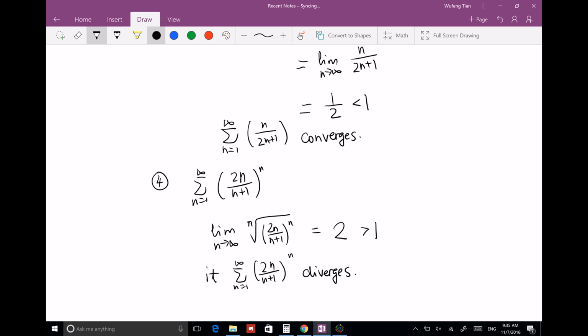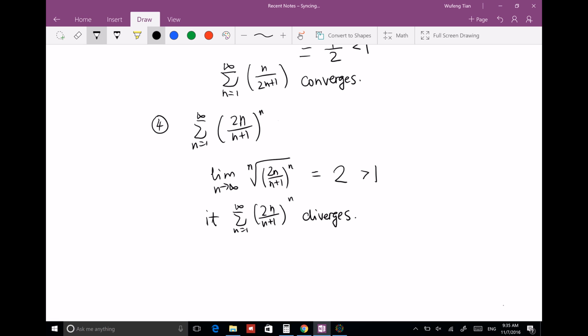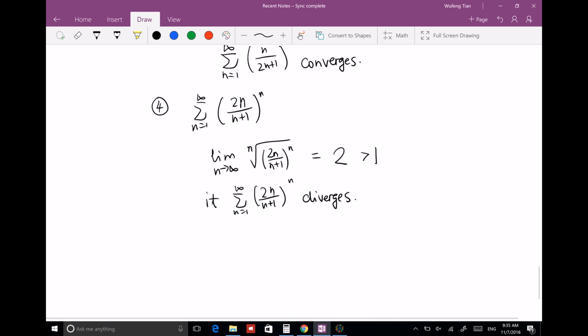Okay, you can tell this one is not a geometric series. It's pretty much like a geometric series, comparing 2n over n plus 1 to the power n, it's like 2 to the n. But if we use the root test, it's just so much easier. Okay, number 5. The sum from n equals 2 to infinity of negative 1 to the power n, over ln n to the power n.